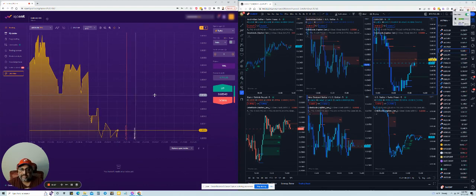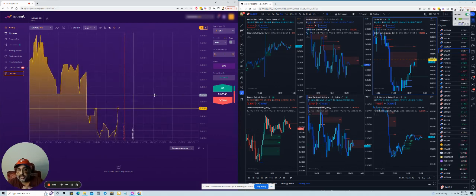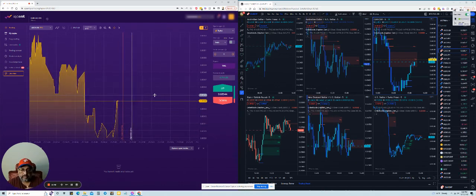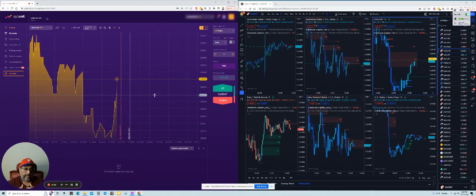So on my left hand side, the purple screen would be my broker, which is IQCent. On the right side of the screen is my charting software, which is called Tradingview. Tradingview does have a free package for beginners, but you don't get too many options with it. You can only do one screen at a time, one alert at a time. So not really beneficial for this.